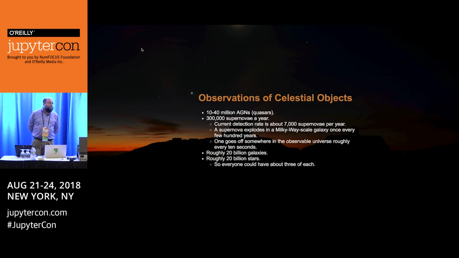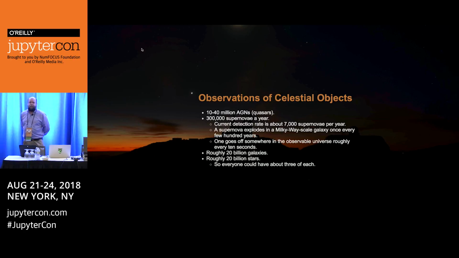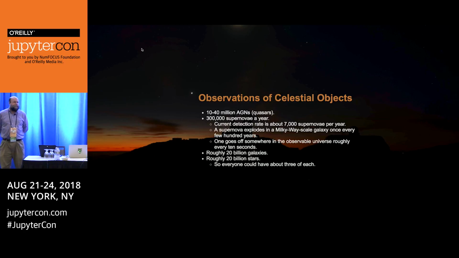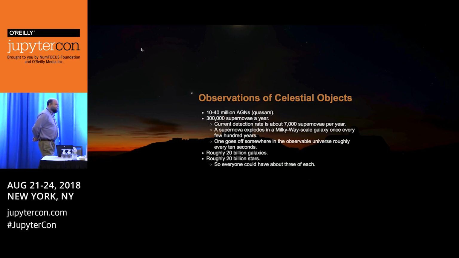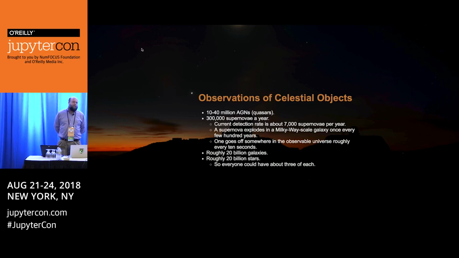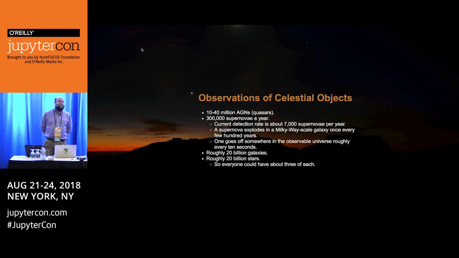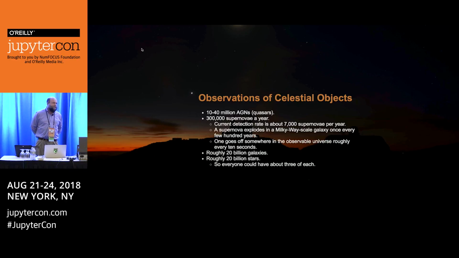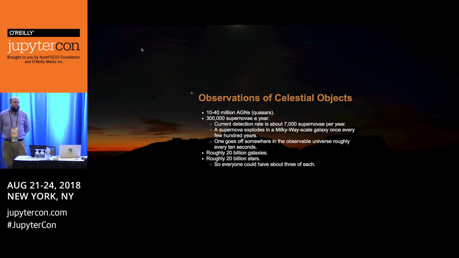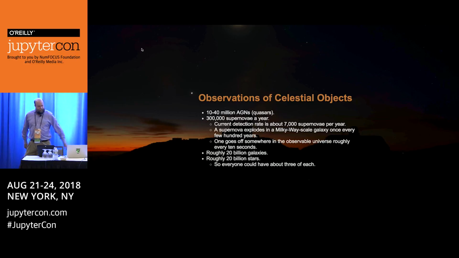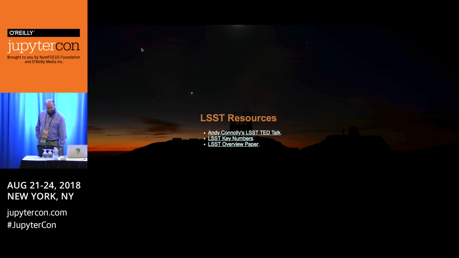A fun Fermi problem: a galaxy the size of the Milky Way, which is a few hundred billion stars, sees one supernova every few hundred years. We will see one supernova in the observable universe every 10 seconds. Feel free to do the order of magnitude calculation. We're going to observe roughly 20 billion galaxies and roughly 20 billion stars, most of those within our own galaxy, which means that if we were handing them out, every person on the planet could have 3 of each.